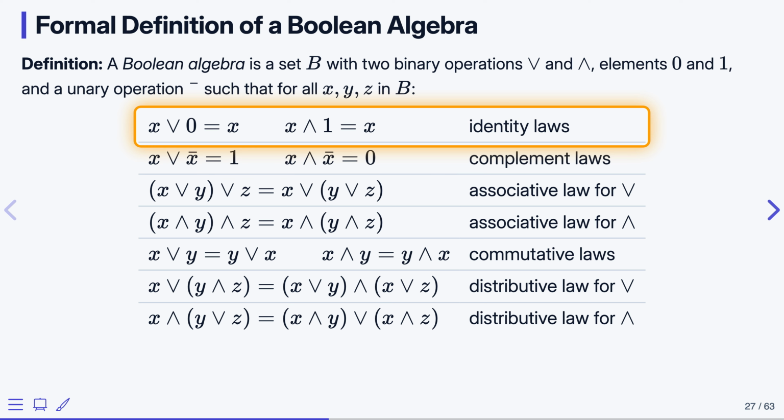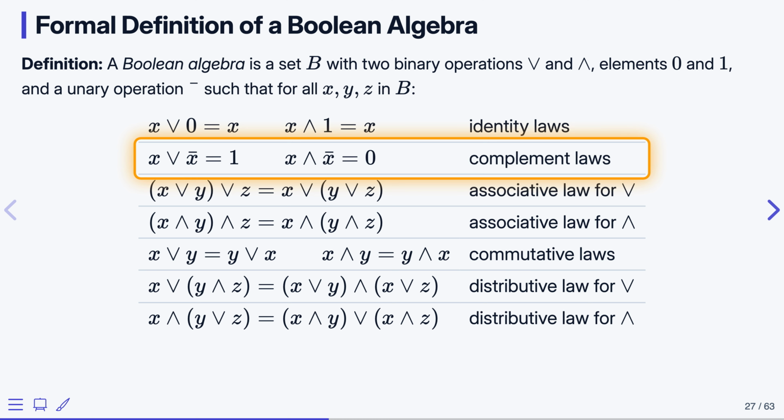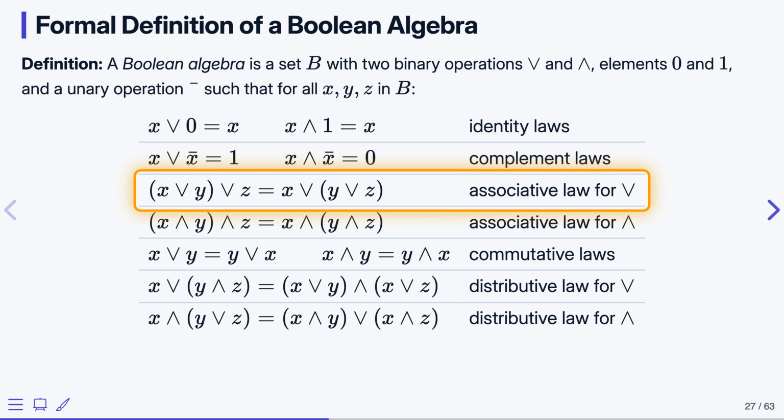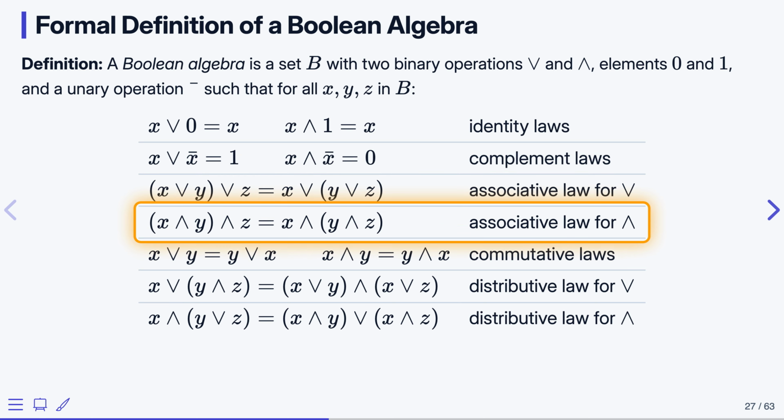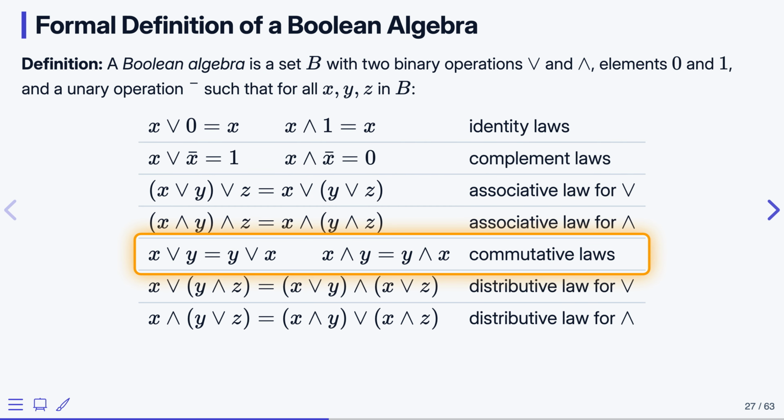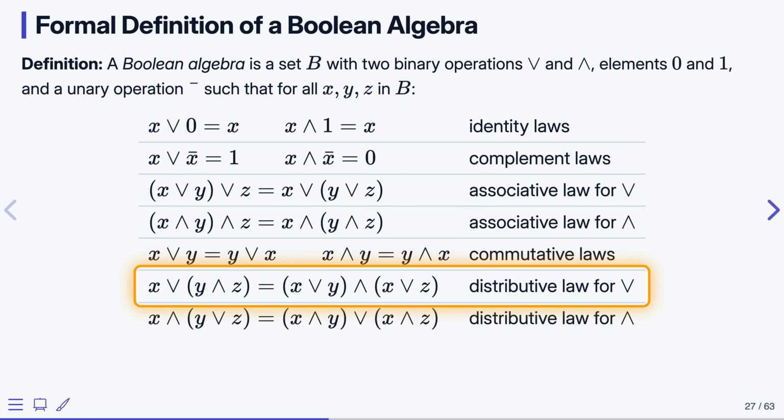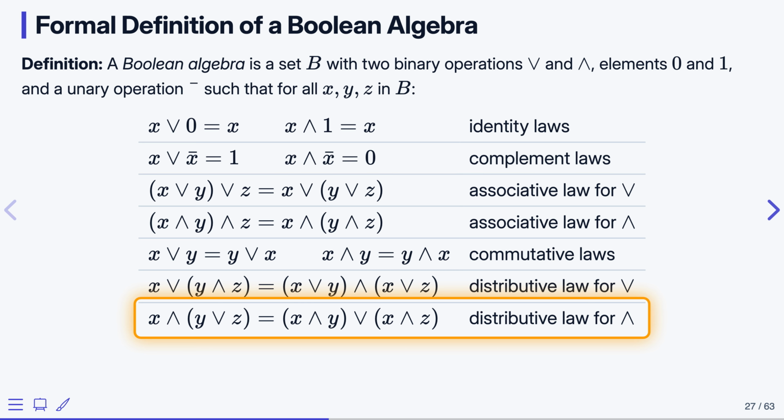First, the identity laws. x V 0 is x, and x wedge 1 is x. The complement laws. x V bar x is 1, and x wedge bar x is 0. The associative law for the V. Brackets do not matter. And the associative law for the wedge, in exactly the same way. The commutative laws. Either operation can be written in either order. The distributive law for the V over the wedge. And the distributive law for the wedge over the V.